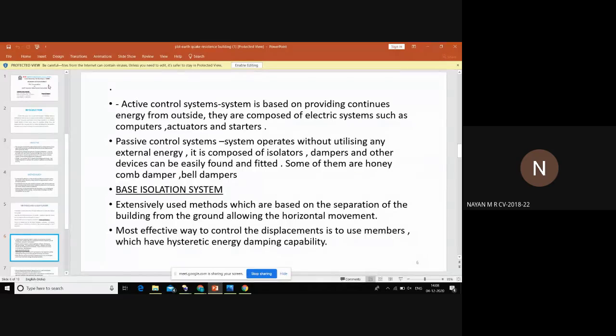In the word base isolation system itself, we can understand that we are isolating something. Here we are separating the superstructure from the ground. The extensively used method, which is based on the separation of the building from the ground, allowing horizontal movement, is generally called the base isolation system. The most effective way to control the displacement is to use members which have hydrostatic energy damping capability.